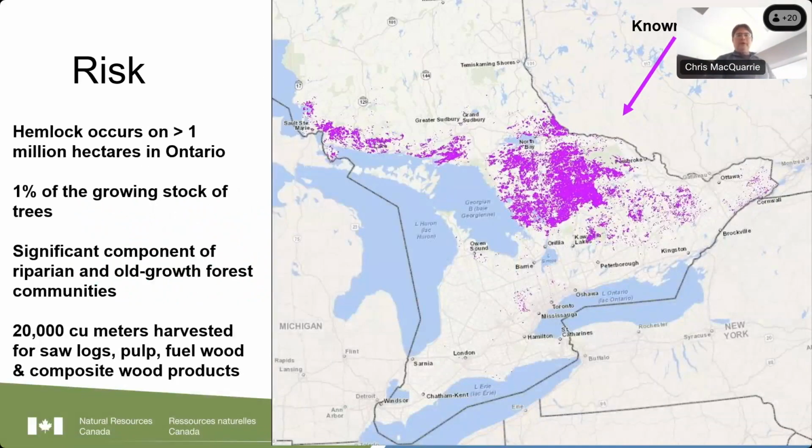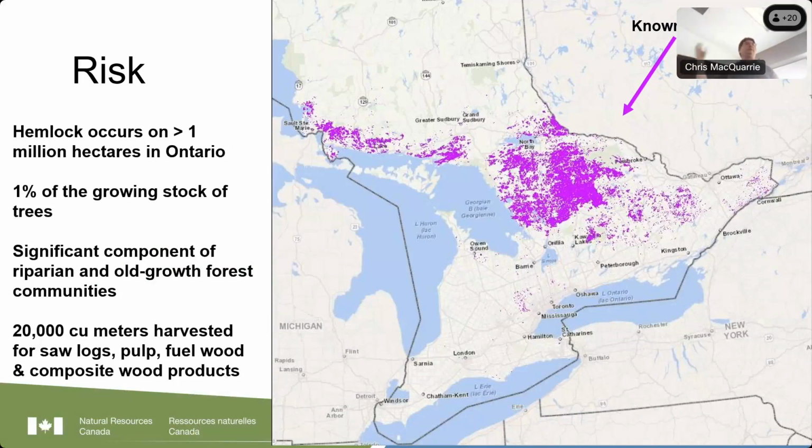There we go. So, what's the risk? Hemlock occurs on greater than 1 million hectares in Ontario, and this is just the known hemlock stands from Ontario's inventory and a product put together by Kathleen Ryan, assembling hemlock inventories from municipalities and conservation authorities in Southern Ontario. So 1% of those growing stock, it's a really significant component of riparian and old growth forest communities.